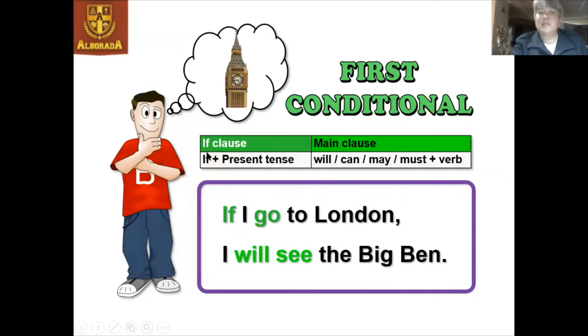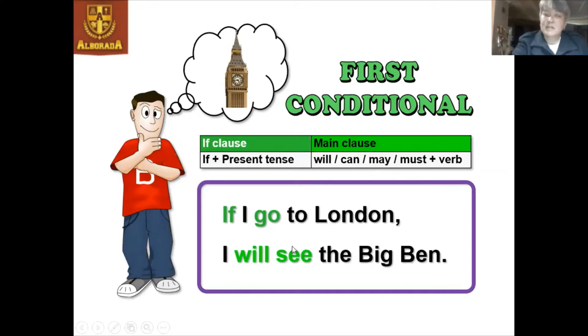Let's see. We start with the word if plus present tense, and then a comma, and then we build the main clause. We can use the words will, can, may, or must, plus the verb. Let's see some examples. If I go to London, the verb in present tense, comma, remember that you always have to write a comma after the if clause, I will see the Big Ben.